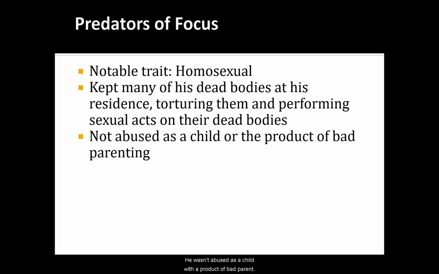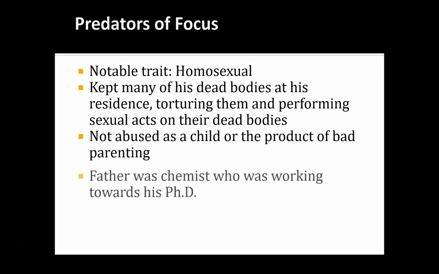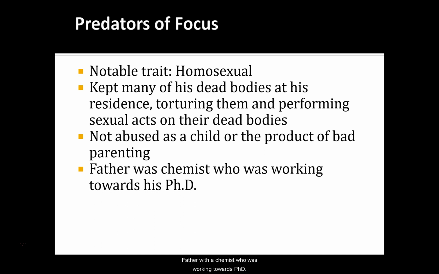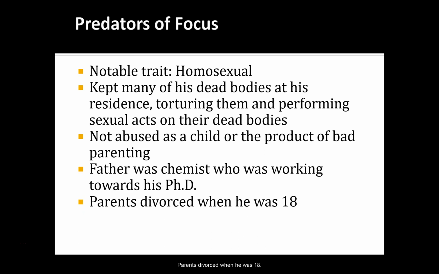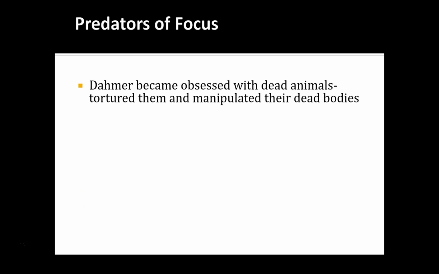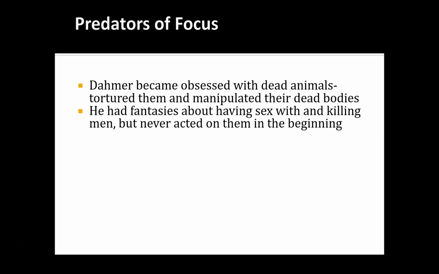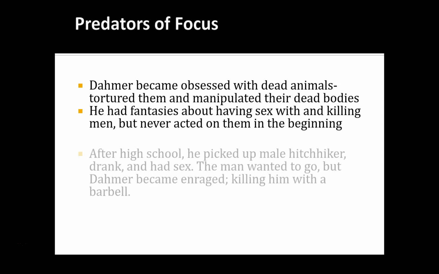He wasn't abused as a child or the product of bad parenting. The father was a chemist who was working towards his PhD. But the parents divorced when he was 18. Dahmer became obsessed with dead animals, tortured them, and manipulated their dead bodies. He had fantasies about having sex with and killing men, but never acted on them, at least in the beginning.